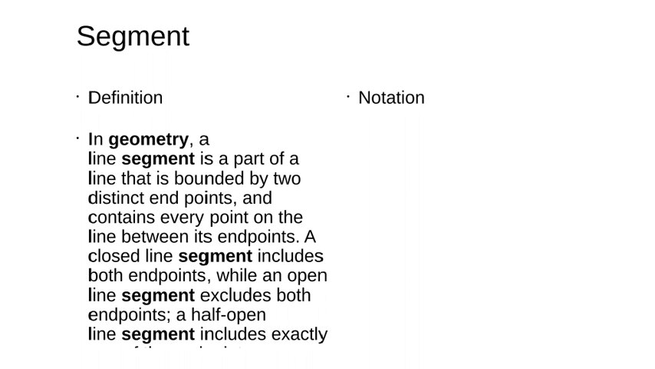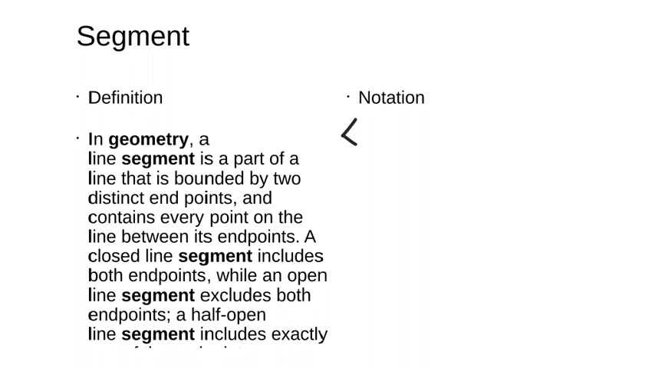Alright, a segment in geometry. A line segment is a part of a line that is bounded by 2 distinct endpoints and contains every point on the line between its endpoints. A closed line segment includes both endpoints, while an open line segment excludes both endpoints. A half open line segment includes exactly one of the endpoints.